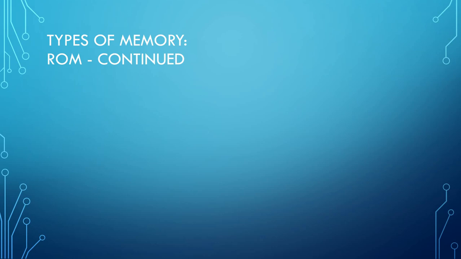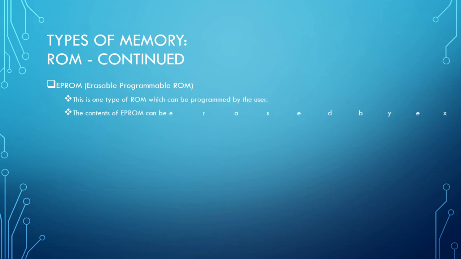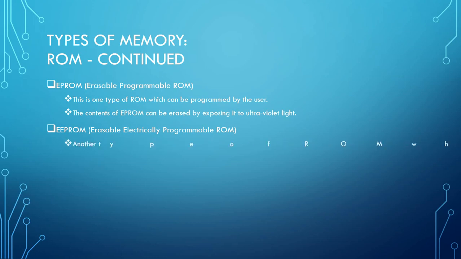Types of memory. ROM, continued. EPROM, erasable programmable ROM. This is one type of ROM which can be programmed by the user. The contents of EPROM can be erased by exposing it to ultraviolet light. EEPROM, erasable electrically programmable ROM. Another type of ROM where the contents can be programmed and erased by the user.